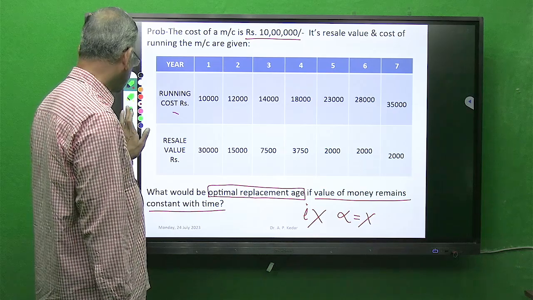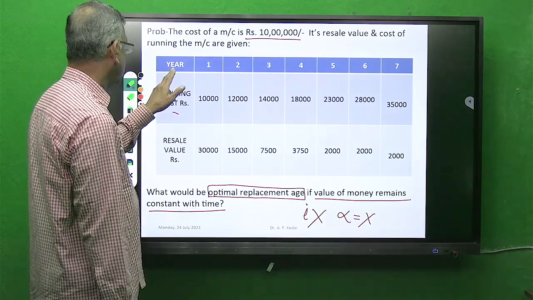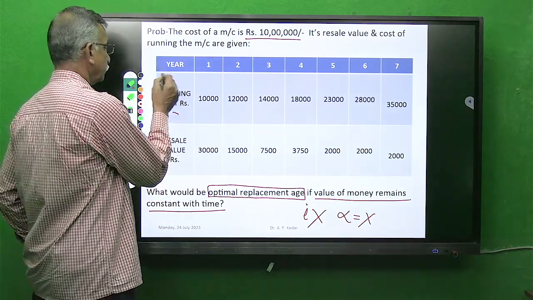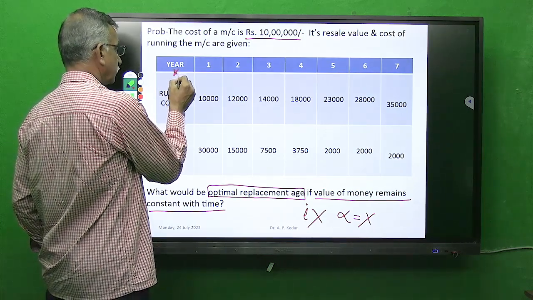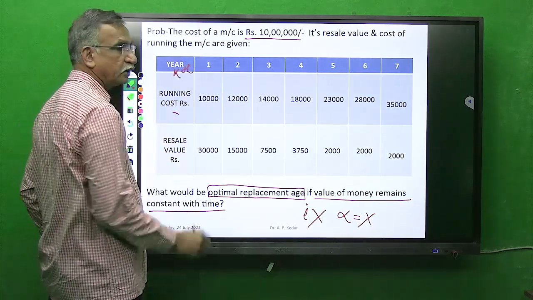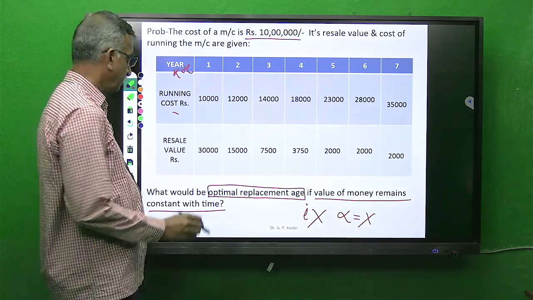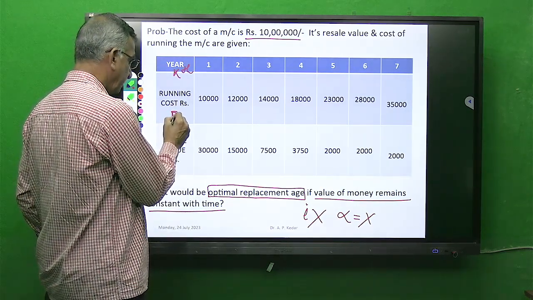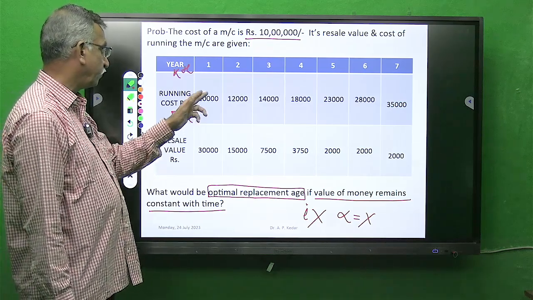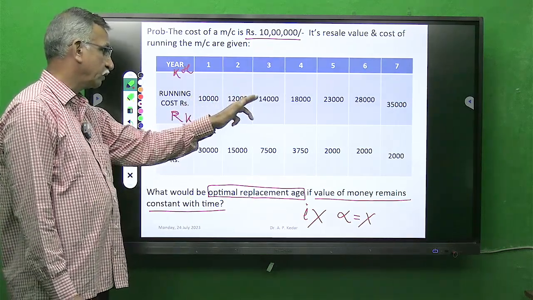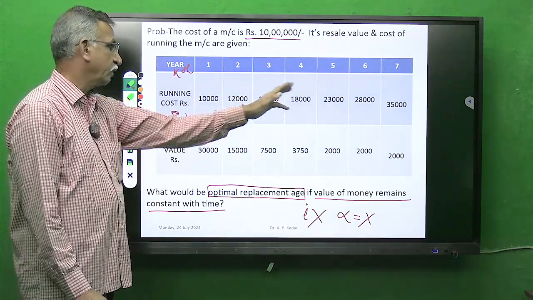Now let's see, this is year, and we are well conversant with the notation, so we will write this as kth year. Running cost, we know we abbreviate running cost by the symbol Rk: R1, R2, R3, R4, R5, like that.